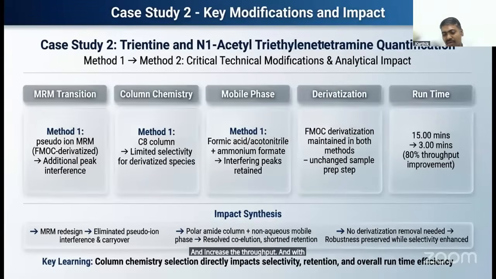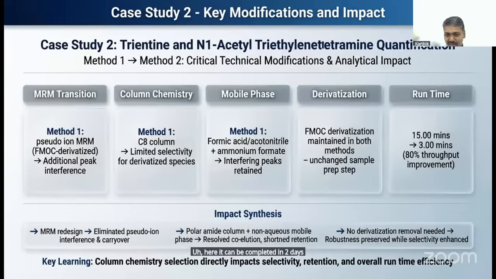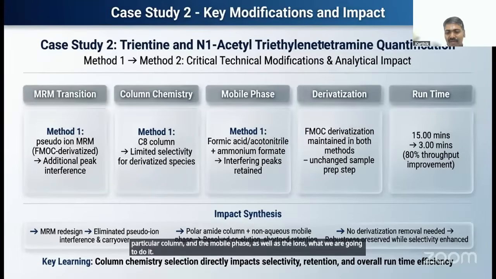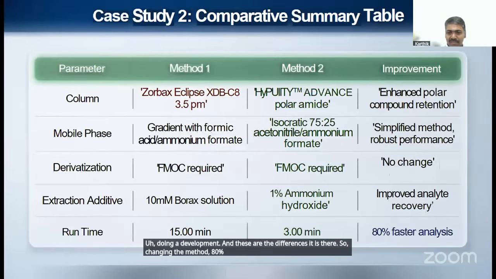We validated this also, and we have done studies. In both studies the results remained the same, but the throughput we got is entirely different. Where a study took 15 days to run, here it can be completed in 2 days. So the column, the mobile phase, and the ions we select play a vital role in whether throughput is increased or reduced. These selections have to be considered when doing development. These are the differences. So by changing the method, 80% faster analysis was achieved.